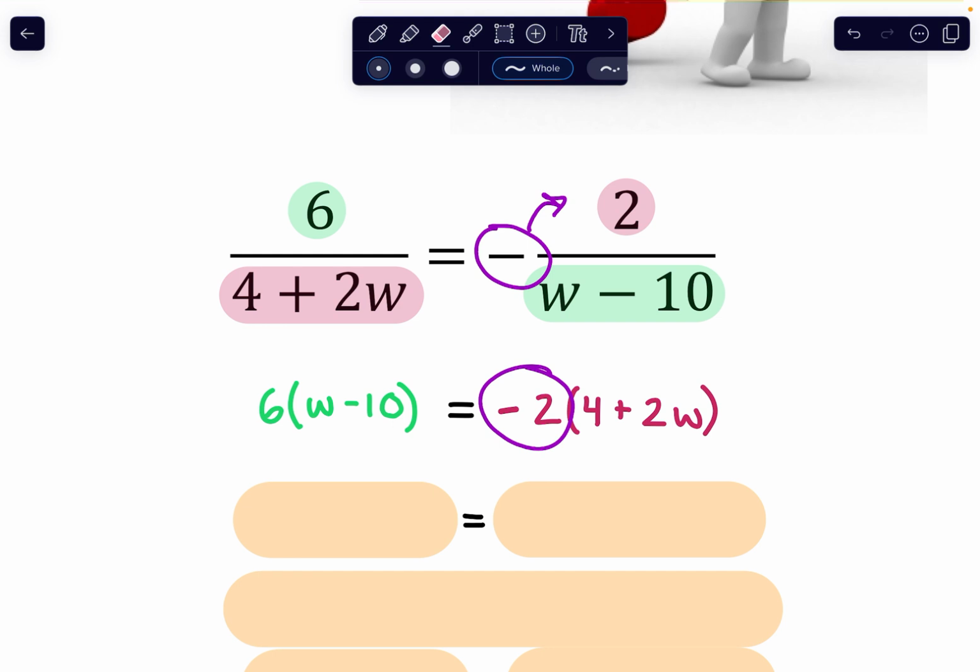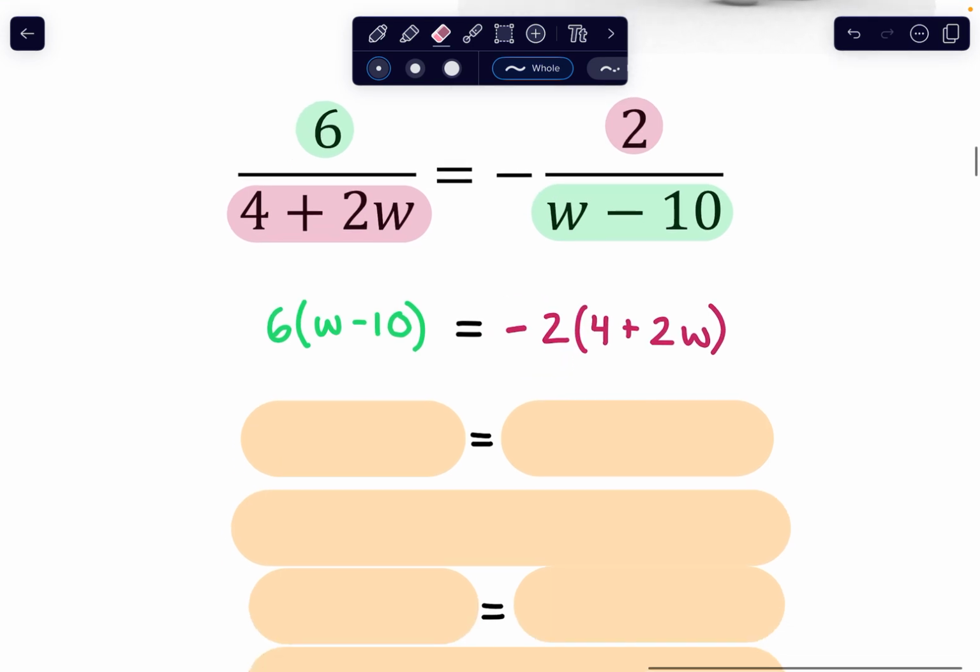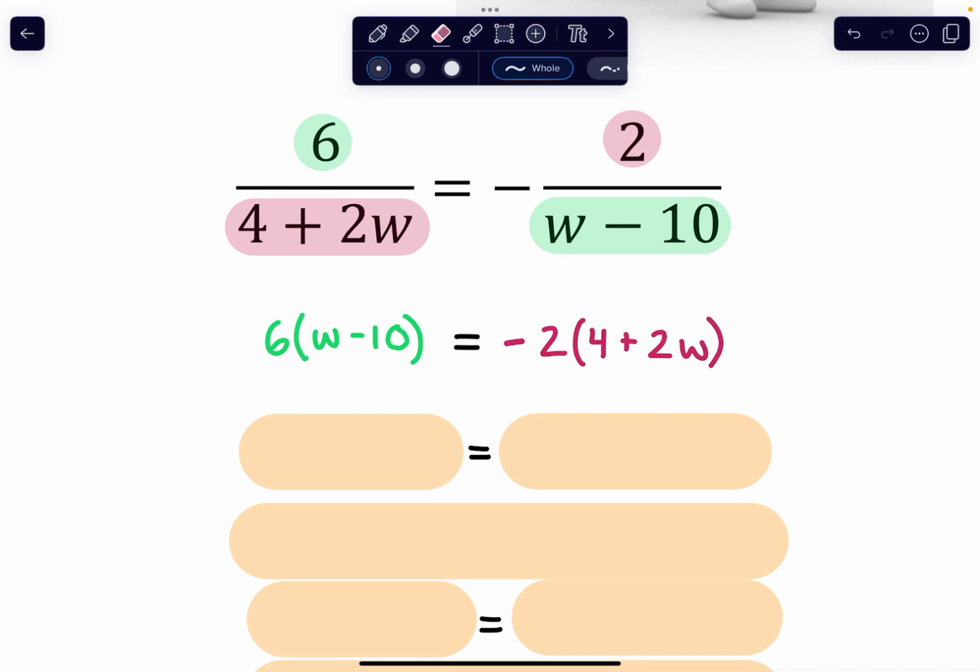If you put it with the w minus 10, you're going to have to distribute that negative and change the signs. And you've heard me say it a million times, the more negative signs we have in the problem, the more mistakes we make. Okay, so let's avoid making mistakes. Let's take the easy way out. Apply that negative sign to the side that looks simpler.